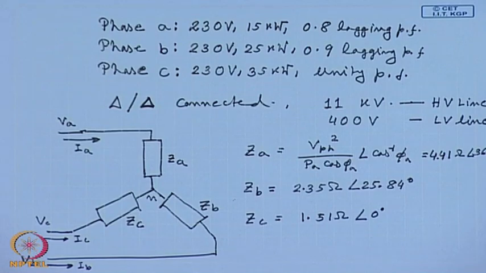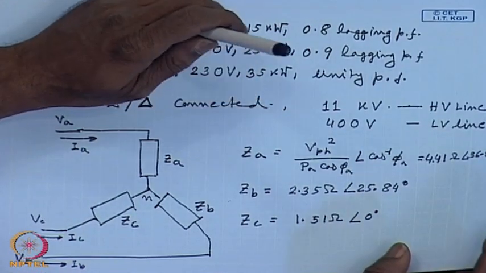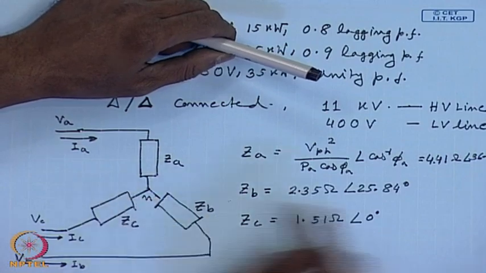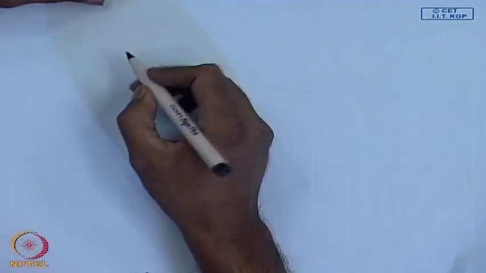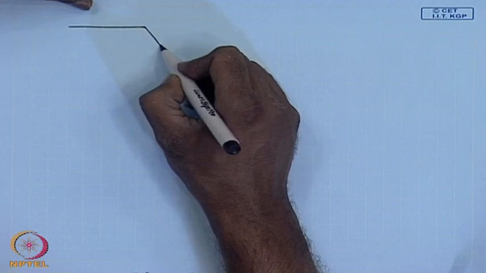Now, this is a delta-delta connected transformer. The input side is connected to a balanced 11 kV source, and hence on the low voltage side also you have a balanced 400 volts supply. Let us assume an ideal transformer. Therefore, it will be convenient to replace the star connected load by an equivalent delta connected load. The equivalent delta connected load will be connected like this.